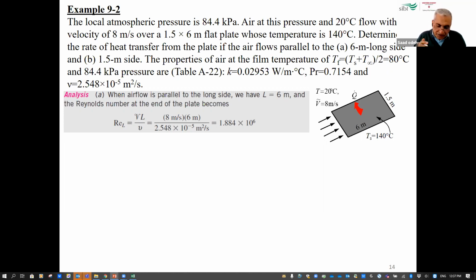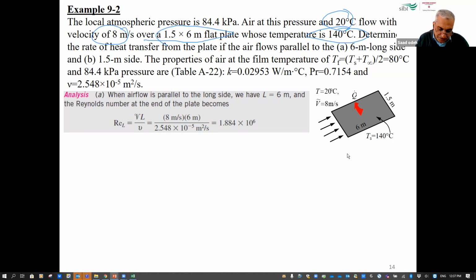But the important information is we know the temperature of the air, we know the velocity, and we know the surface area of the plate. We know the width and the length of the plate, and the temperature of the plate. So now, can one of you tell me, do we have cooling or heating here? Cooling process or heating process?